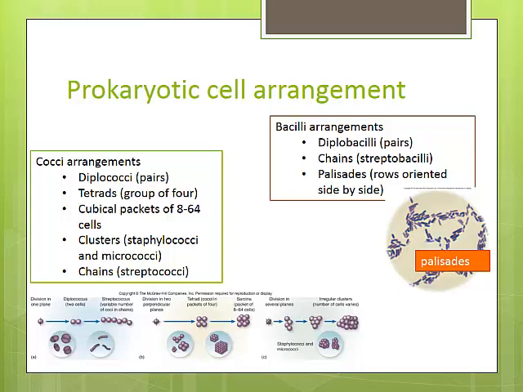Now bacillus, we see in different types of arrangements. We see them in fewer types of arrangements because they only have one axis on which they can divide, and so they're much more limited in how they congregate. So we can have a diplobacillus or diplobacilli, which are pairs, chains, which are known as streptobacilli, and then we also have what is called the palisades, which are rows oriented side by side, and I have a photo there of what the palisades arrangement looks like.